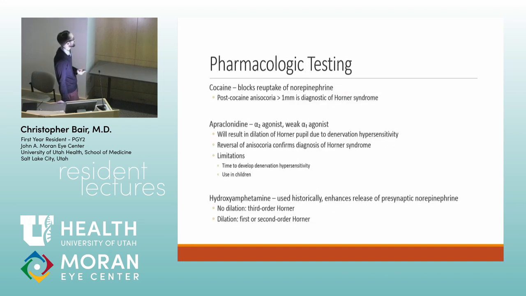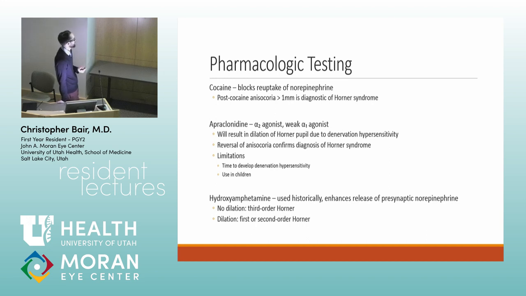So pharmacologic testing, just to walk through it, a review from the video that we had. Cocaine is used, it blocks reuptake of norepinephrine. And in a normal functioning eye, that doesn't have a Horner syndrome, it should result in dilation. Now, post-cocaine anisocoria of greater than 1 millimeter is diagnostic of a Horner syndrome because in a Horner's eye, there's no norepinephrine, there's no sympathetic innervation there, so it's not going to dilate like a normal eye would.